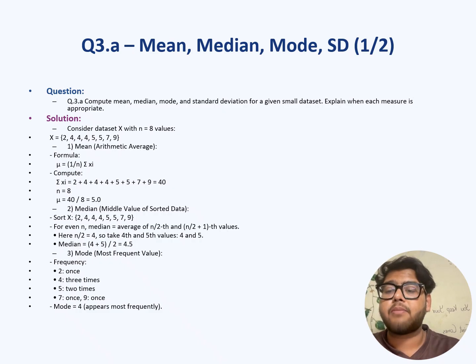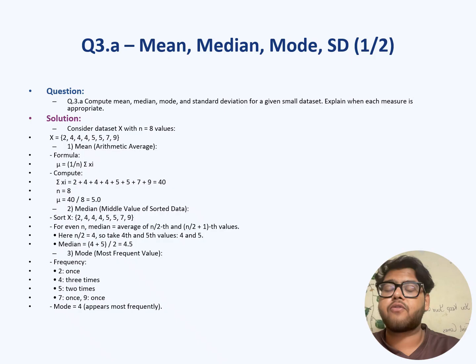Now we will calculate the median. For even n, median is equal to the average of the n by 2th and n by 2 plus 1th values. Here n by 2 is equal to 4, so take the 4th and 5th values, 4 and 5. Median is equal to 4 plus 5 by 2, that is 4.5. So the median will be 4.5.